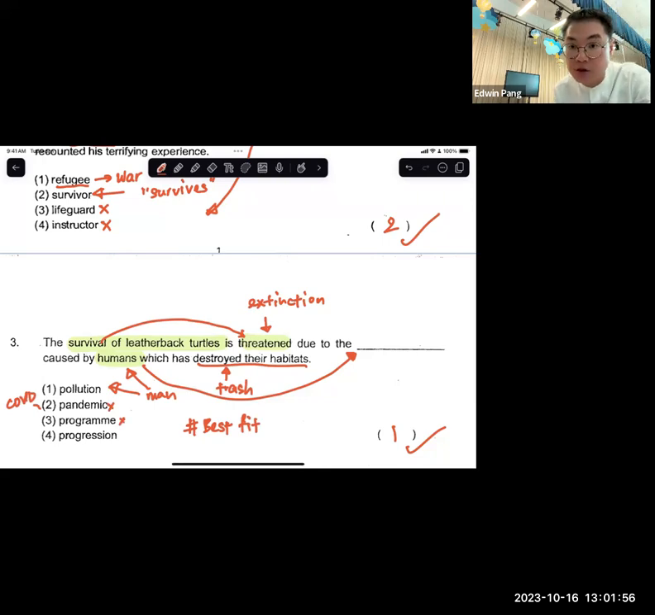Program is kind of like what you watch on TV. And progression is kind of like just progressing on. So none of these words fit. The best fit has to be pollution. Do you all get it?